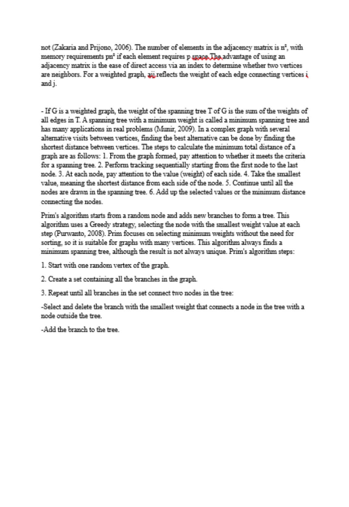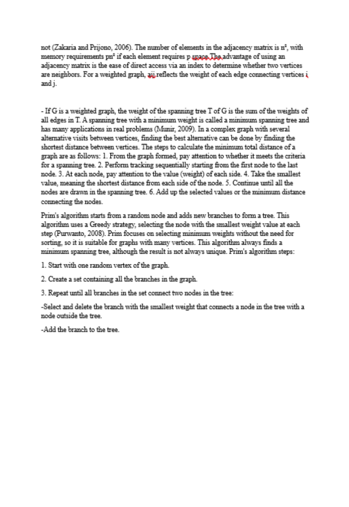The advantage of using an adjacency matrix is the ease of direct access via an index to determine whether two vertices are neighbors. For a weighted graph, a_ij reflects the weight of each edge connecting vertices i and j. If G is a weighted graph, the weight of the spanning tree T of G is the sum of the weights of all edges in T. A spanning tree with a minimum weight is called a minimum spanning tree and has many applications in real problems.